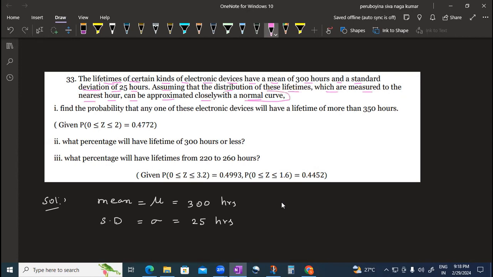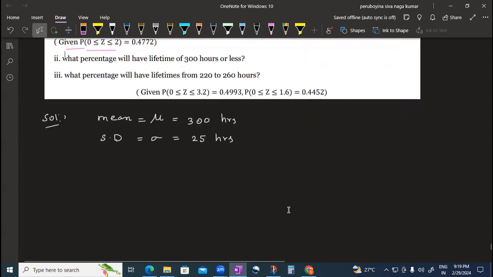So what we have to use? So we will observe this lifetime curve using normal techniques. So what does the first question say? Look at the first question. Find the probability that any one of these electronic devices will have a lifetime more than 350 hours. So some clue was given to you like this. In the examination also, I hope this kind of clues are given to you. Otherwise, they will provide a normal distribution curve, that kind.